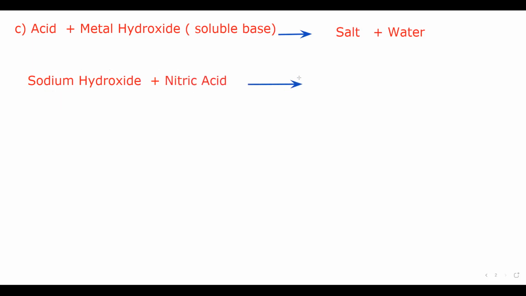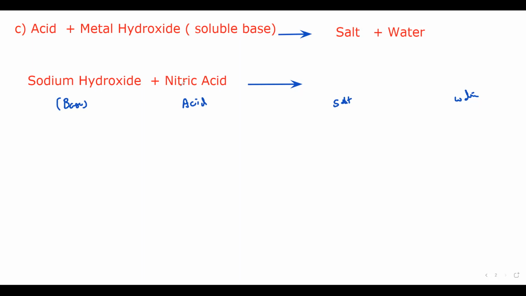So sodium hydroxide reacts with nitric acid. What is sodium hydroxide? Sodium hydroxide is a soluble base. Nitric acid is an acid. This will result in the formation of salt and water. Which salt will be formed? How will we identify the salt formed?